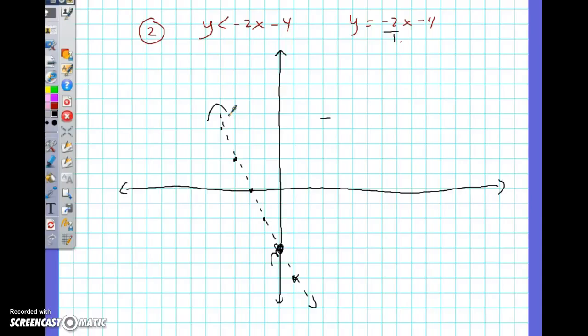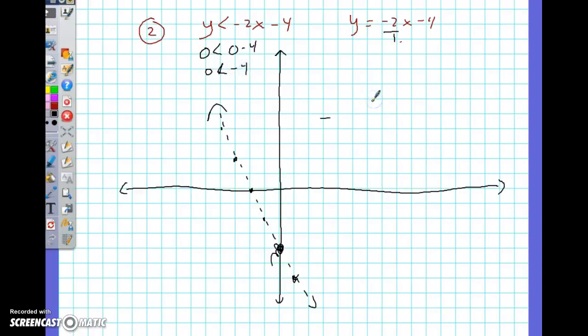So what we do, we check a point. If 0, 0 is not on my line, I always check 0, 0 because I'm lazy. So I put 0, 0 in the original equation, because you don't want to use a modified equation, since then all sorts of weird things can happen to you. So 0 is less than 0 minus 4. 0 is less than negative 4.